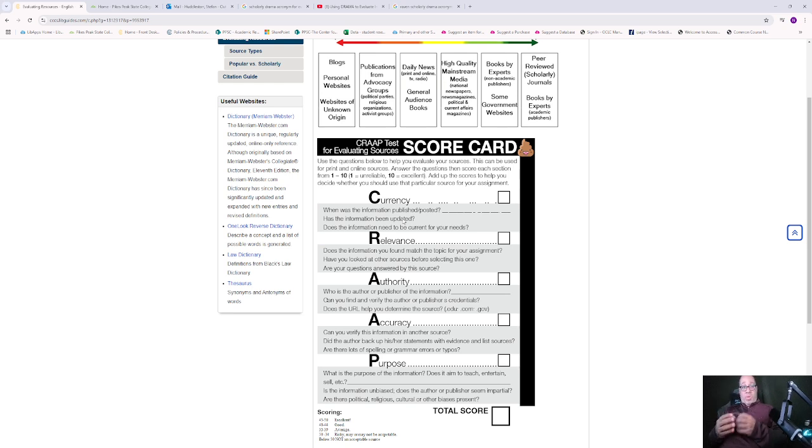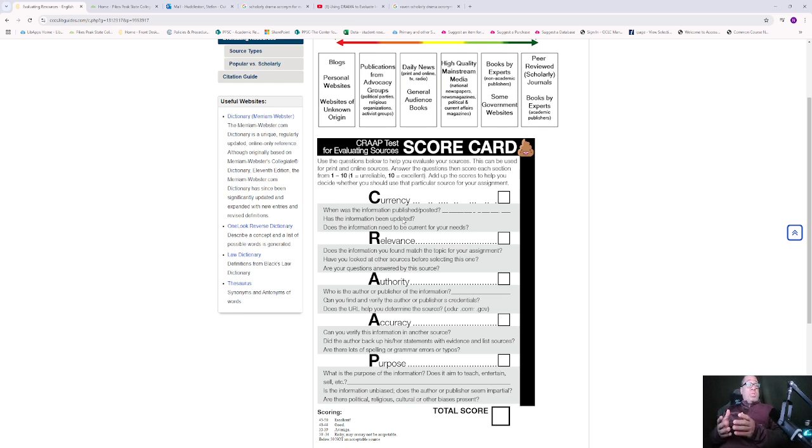What is the accuracy of the information? Can you verify this information in another source? Does the author use evidence to back up what they're saying and the claims that they're making? All of these things kind of come together and give you an idea of whether or not you can trust the accuracy of an author's information.